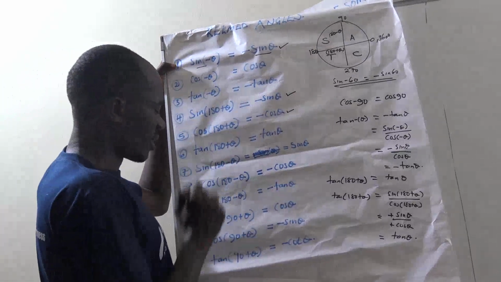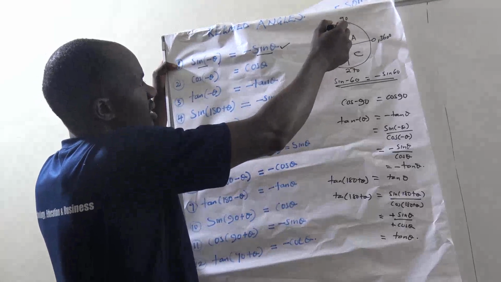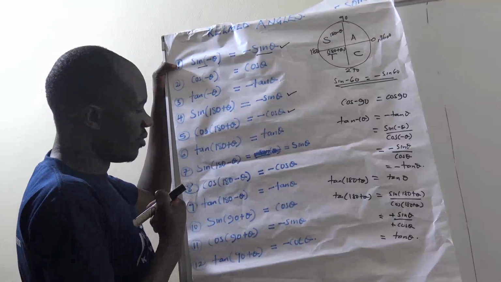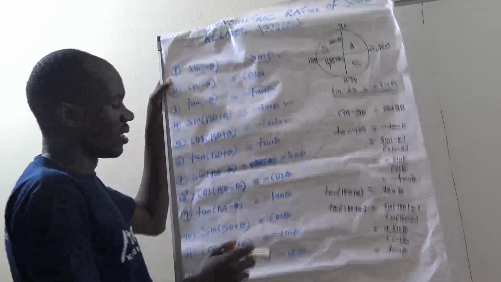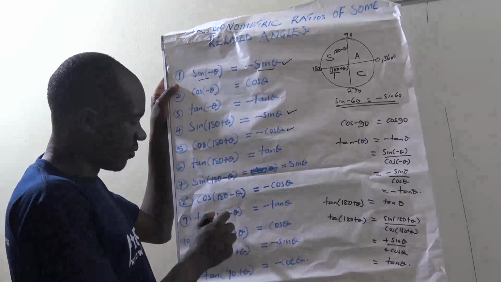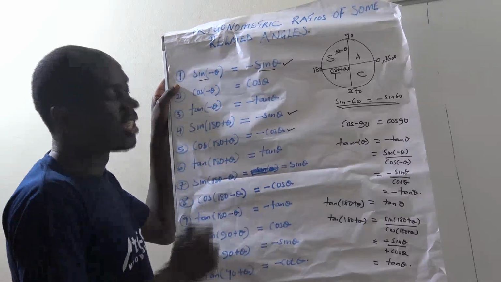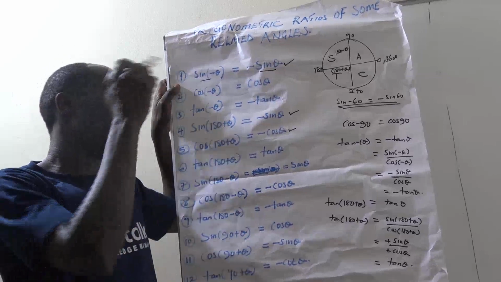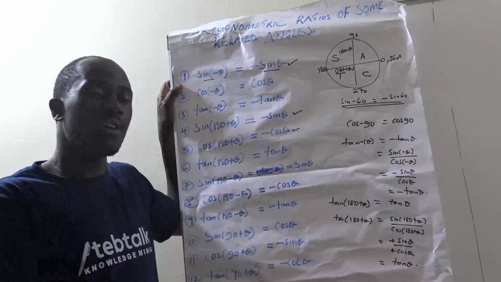When you also get sine of 90 plus theta, you are going to have a positive sign, and it is the same as cos theta. But cos of 90 plus theta gives negative sine theta. Then tan of 90 plus theta, coming from these quadrants, is the same as negative cot theta. And you know where cot comes from? Cot comes from cos over sine, or 1 over tan.